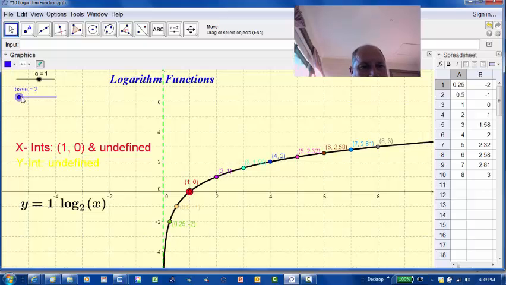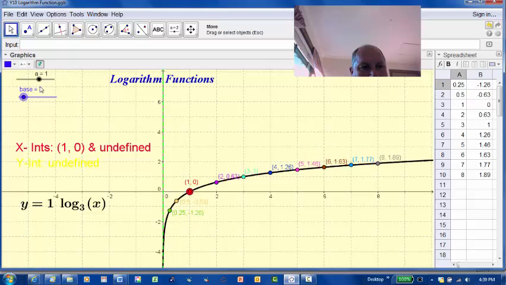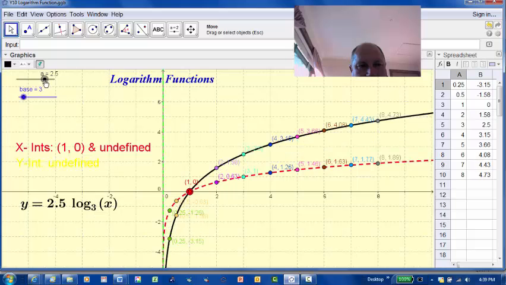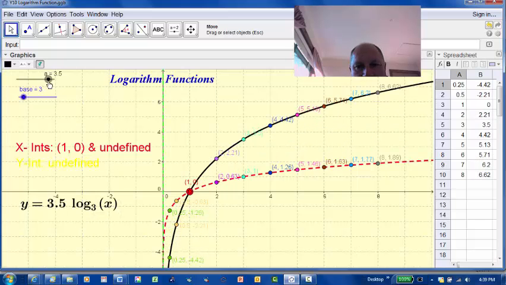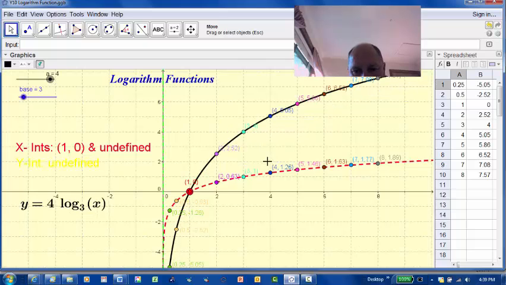Okay. The next obvious thing is to change the value of a. Shouldn't be any prizes at this point to know that a stretches the graph away from the x-axis, so the bigger the a value, the more it will stretch away. So here we're looking at changing the a value. I've made the base 3, and if I make a equal 4, you see for each x value, the y value is 4 times higher.